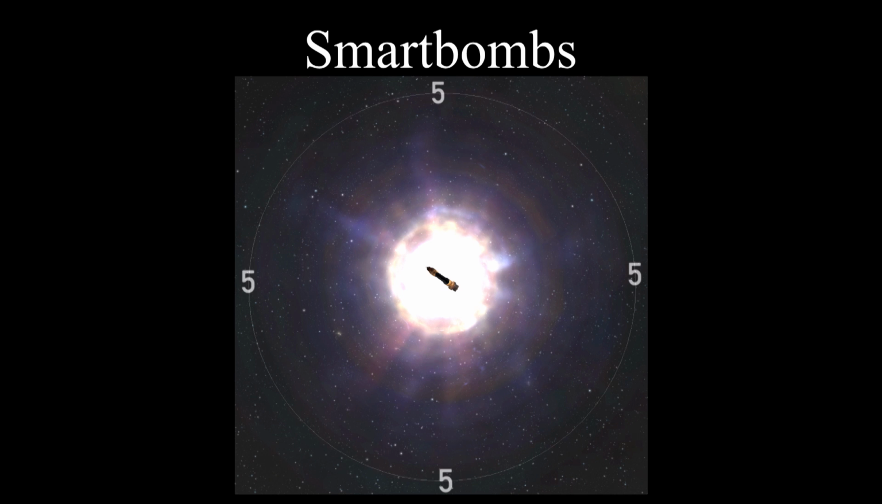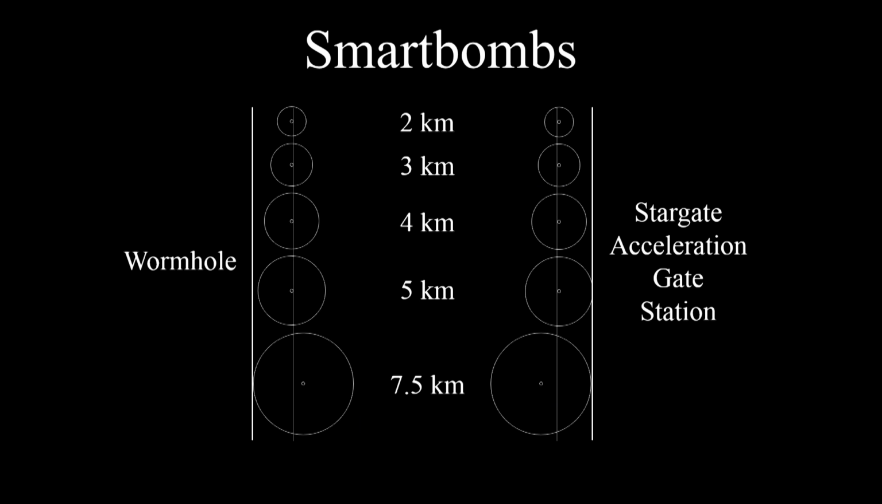Geometry is also important to consider with smart bombs for a couple of reasons. First, smart bombs have a limited radius of effect, and second, smart bombs may not be fired too close to wormholes, stargates, acceleration gates, or stations. The definition of too close varies by the situation. Under absolutely no circumstances will the game allow you to fire a smart bomb if a wormhole, stargate, acceleration gate, or station would get caught within the area of effect.